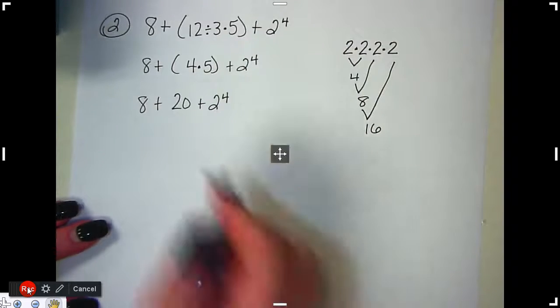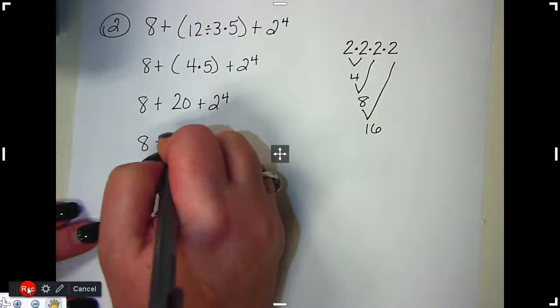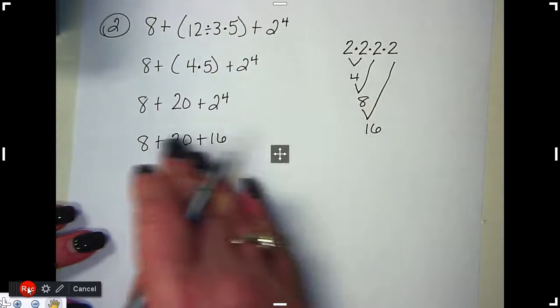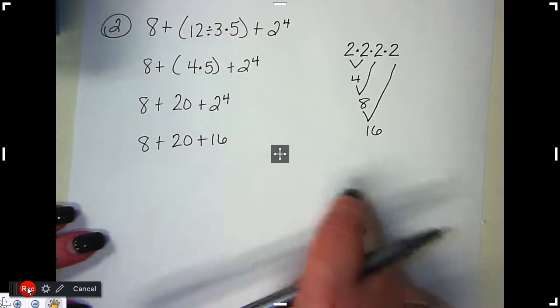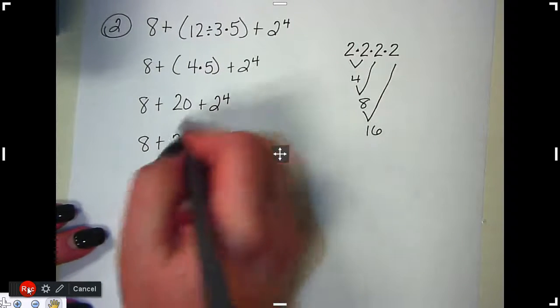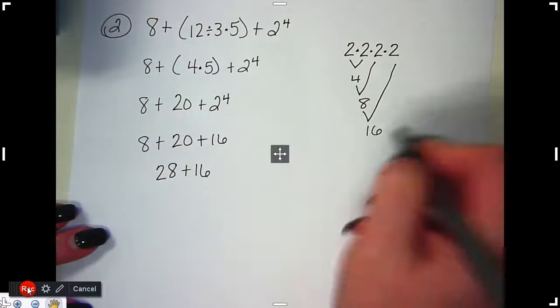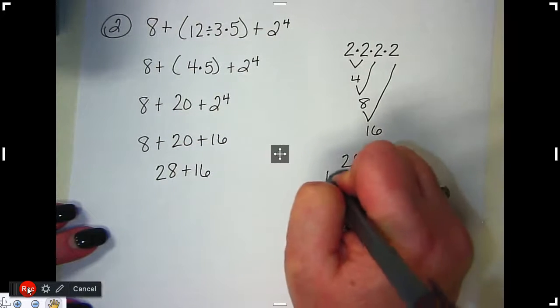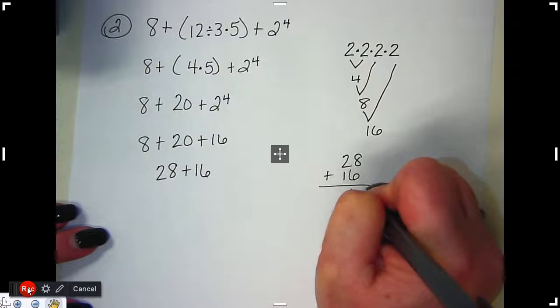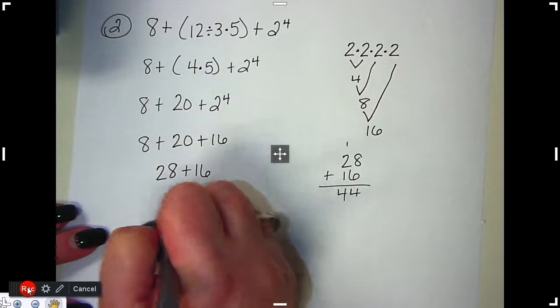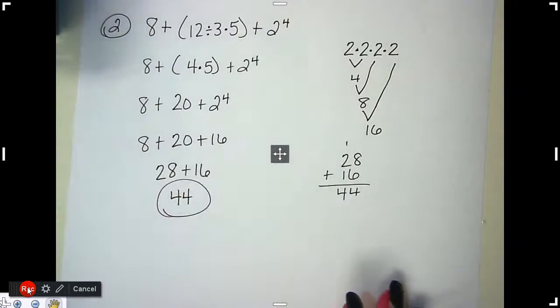So now we're going to rewrite 8 plus 20 plus 16. And now we just have addition, so we work left to right. 8 plus 20 is 28. And 28 plus 16 is 44. So your answer for number 2 is 44.